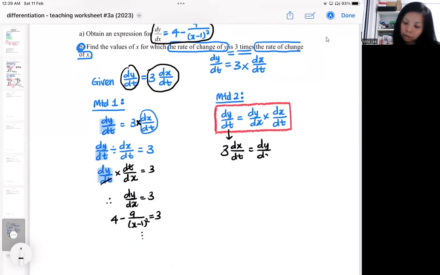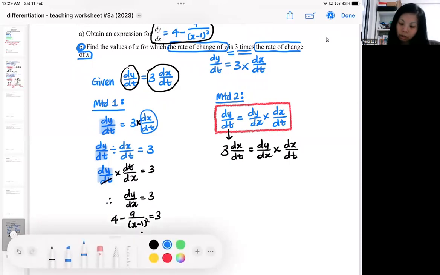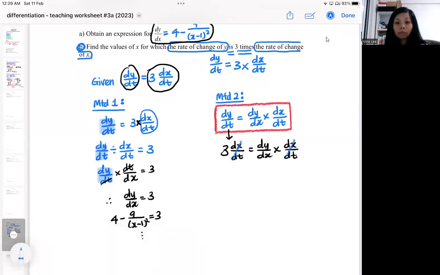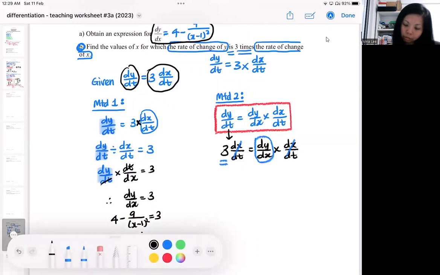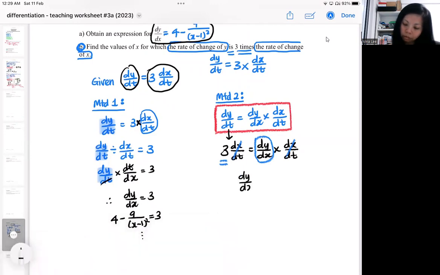When that is substituted in, you realize that you can cancel the dx/dt. So this is cancelled, and I'm left with dy/dx equal to 3. So you still perform the same thing: take your dy/dx and solve it like algebra.